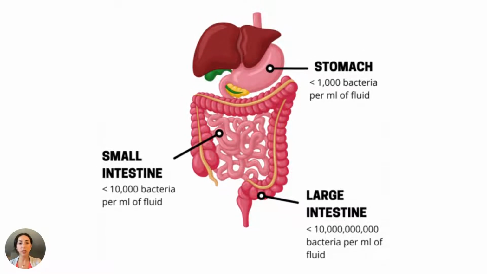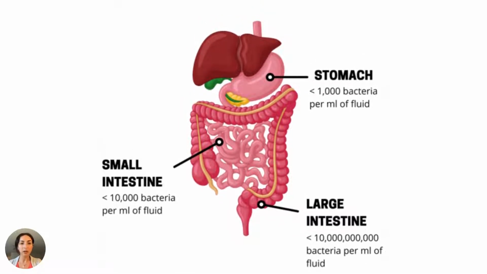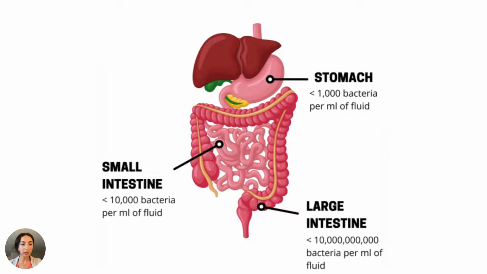And if you see from this slide, our stomach has the least amount of bacteria, right? So very rarely can bacteria survive in the upper stomach because of the pH of the stomach acid. And the small intestine has a moderate amount of bacteria. So it has a little bit more than the stomach, but not nearly as much as the large intestine. So with SIBO, what happens is we get too many bacteria in the small intestine, and it goes over that recommended amount of about 10,000 bacteria per milliliter of fluid.